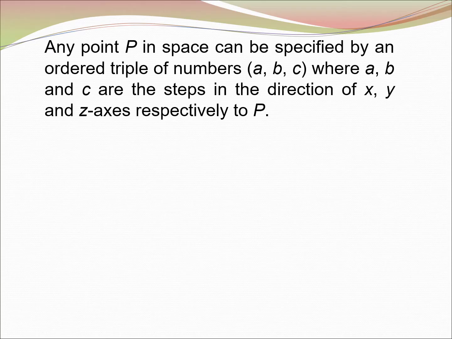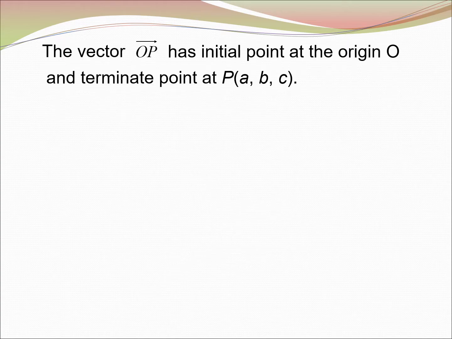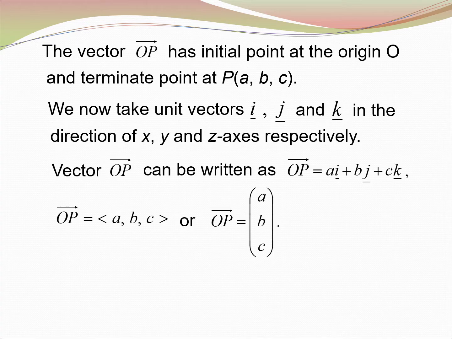Any point P in space can be specified by an ordered triple of numbers a, b, c, where a, b, and c are the steps in the direction of the x, y, and z axes respectively. The vector OP has initial point at the origin O and terminal point at P(a, b, c). We now take unit vectors i, j, and k in the direction of the x, y, and z axes respectively. Vector OP can be written as OP equals ai plus bj plus ck.